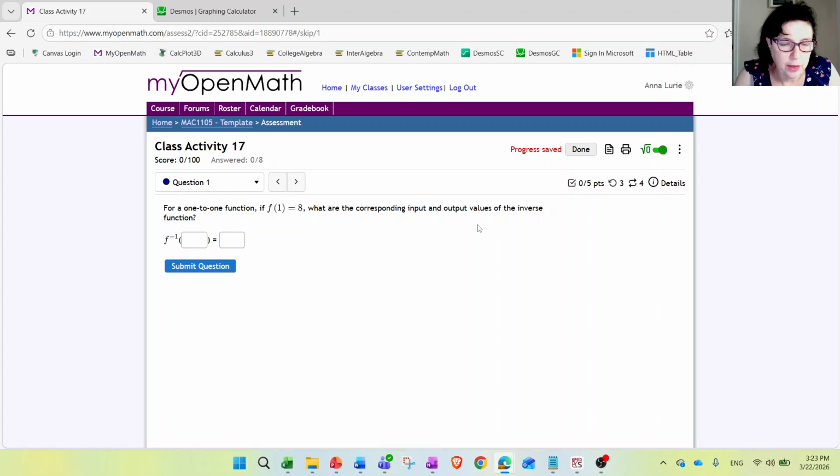Let's talk about an inverse function. The first thing we need to understand, and that's a very important point, is when a function is invertible. Because if it's not, then you obviously cannot find the inverse.